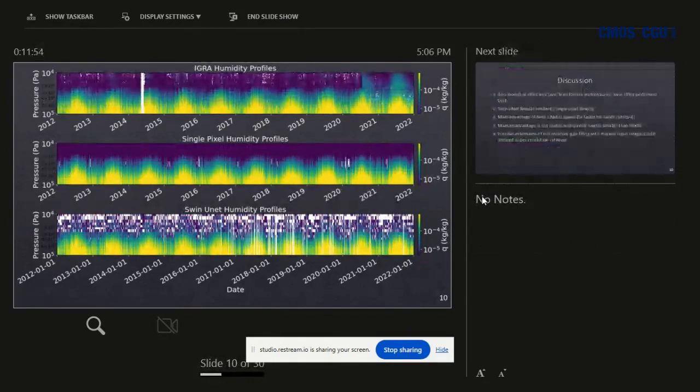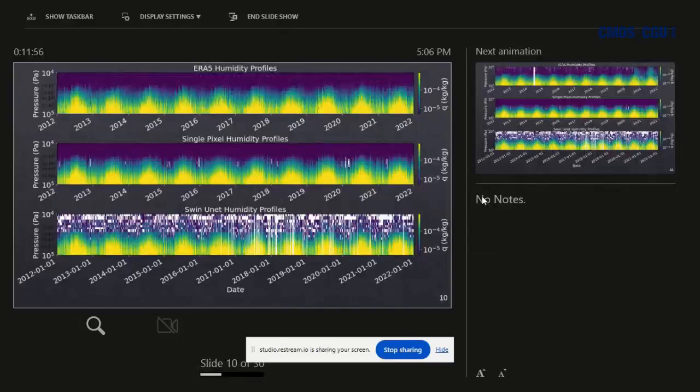And then there's, sorry, let me just go back one. The white there is just anything that was less than 10 to the minus 6 is going to be white. So that's just the SWIN-UNet retrieving really small values for the upper atmosphere.